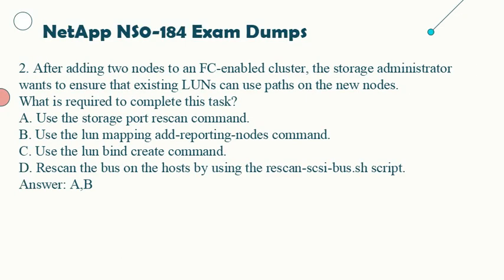2. After adding 2 nodes to an FC-enabled cluster, the storage administrator wants to ensure that existing LUNs can use paths on the new nodes. What is required to complete this task? A. Use the storage port rescan command. B. Use the LUN mapping add reporting nodes command. C. Use the LUN bind create command. D. Rescan the bus on the hosts by using the rescan-chi-bus.sh script. Answer: A, B.